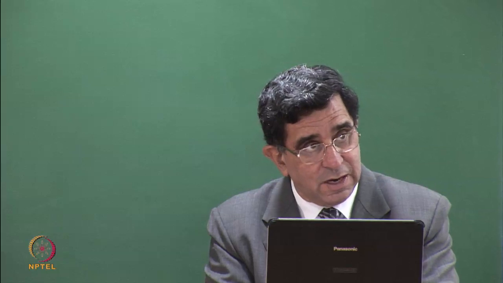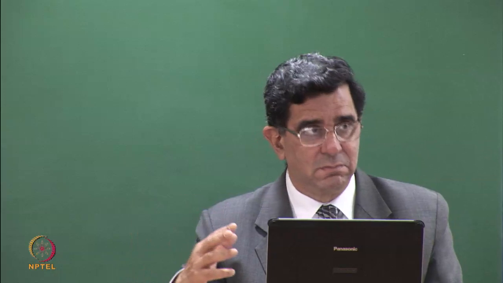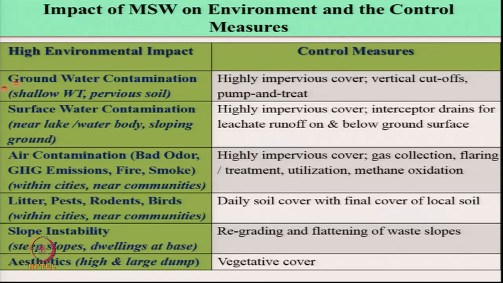Just flip it around, when will it not be a major problem? You have clay. Water table is not at shallow depth but deep below, and you are in a relatively arid climate. Then groundwater contamination is not a problem. That does not mean other things are not a problem. If groundwater contamination is not a problem, you can have odor as a problem. So, first what we see is, groundwater contamination is a high impact factor if you have shallow water table, pervious soil, and you can add high rainfall.